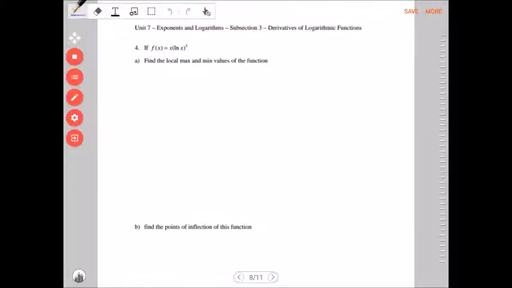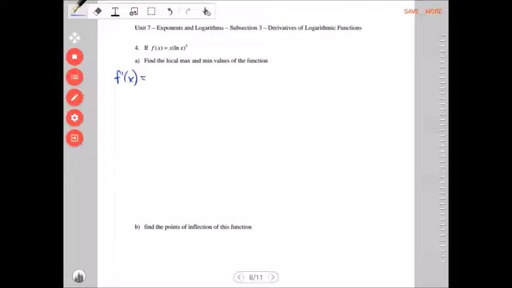Okay, and then number 4, f of x equals x times ln x squared, and I want you to find the local max and min values for this function. Okay, so in order to do that, you need to find the critical values, which is when the first derivative is 0. So I guess we need to find the first derivative.